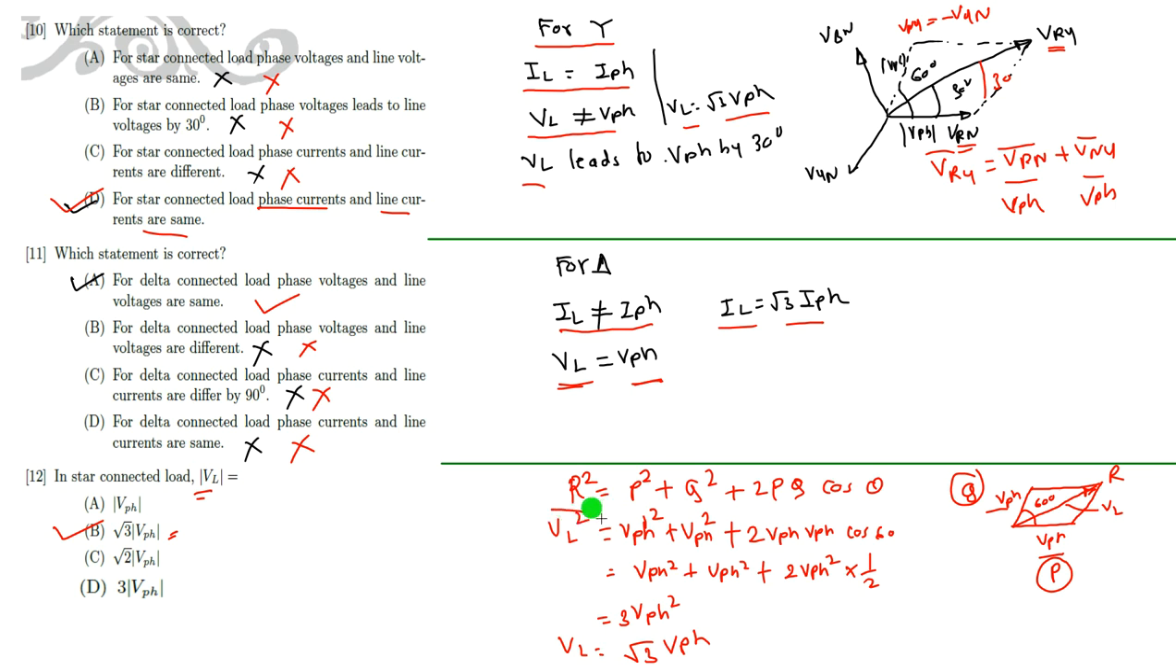According to the rules of mechanics, in a parallelogram, R square is equal to P square plus Q square plus 2PQ cos theta, where theta is the angle between them. If you reverse this, this is 120 degrees, so this is a 60 degree angle. So theta is equal to 60 degrees. P is equal to VPH, Q is also equal to VPH. So VPH square plus VPH square plus 2 VPH times VPH cos 60, but cos 60 is 1 by 2, so the 2 will get cancelled. This will give you 3 VPH square. Keep in mind, this is the value of VL square. So taking the root, VL is equal to root 3 VPH. Okay, hope you understood this.